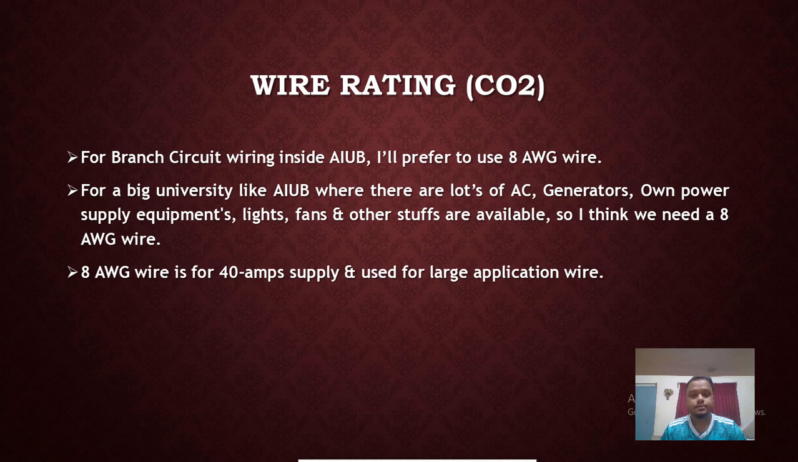The wire rating. For branch circuit wiring inside AIUB, I will prefer to use 8 AWG wire. For a big university like AIUB, where there are a lot of AC generators, with their own supply equipment, lights, fans, and other stuff available, I think we need an 8 AWG wire. An 8 AWG wire is for 40 ampere supply and used for large applications.